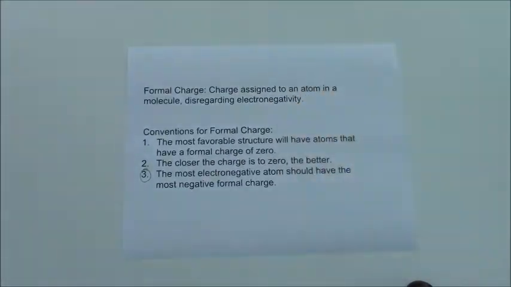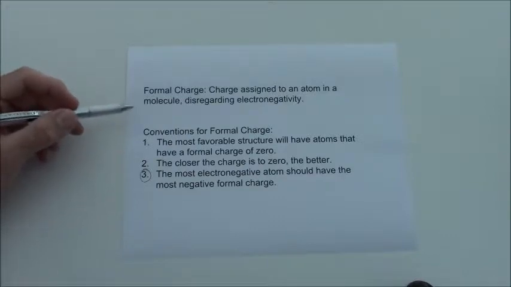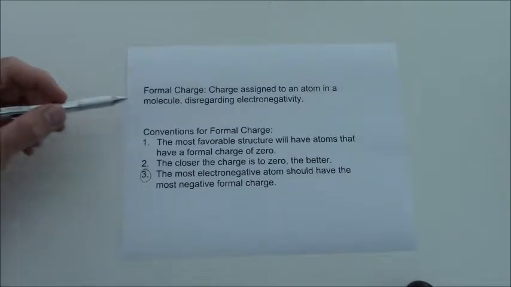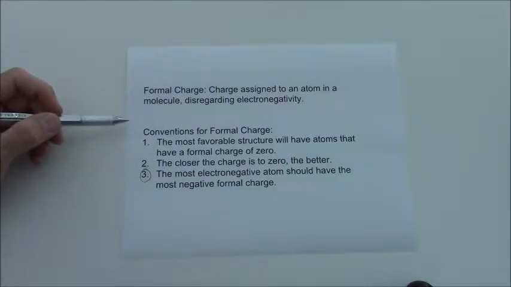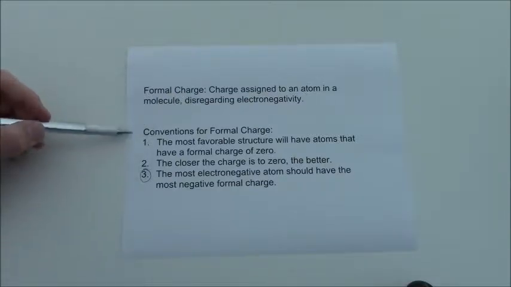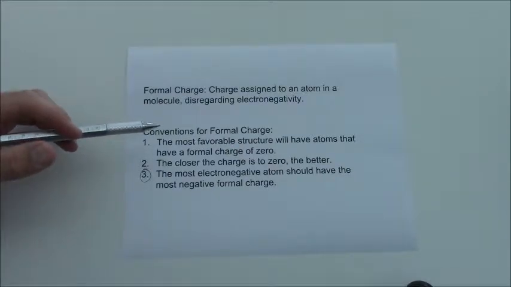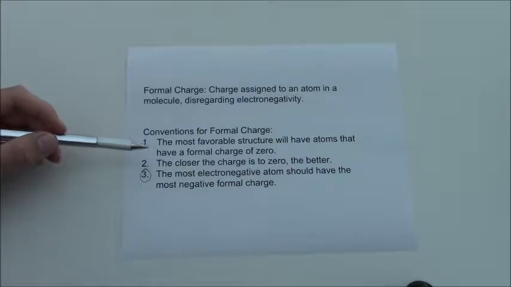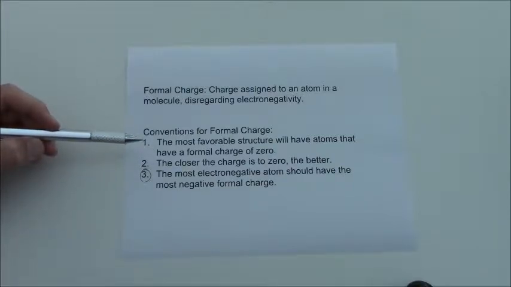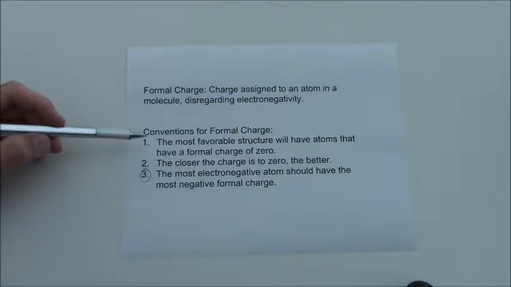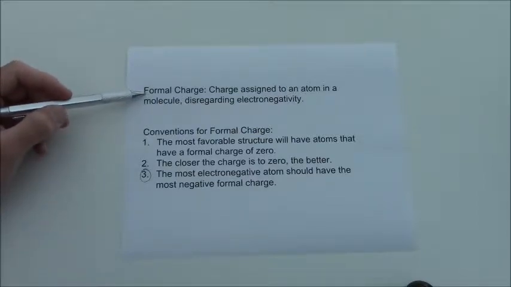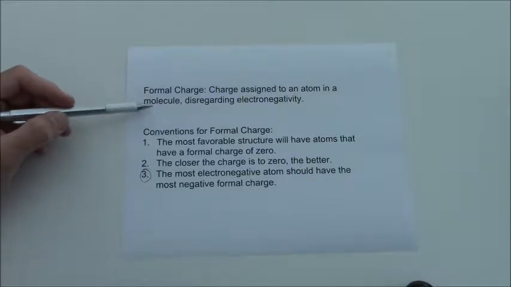Let's talk a little bit about what formal charge is and why it's important. Formal charge is the charge that's assigned to an atom in a molecule disregarding relative electronegativity. We talked a little bit about electronegativity in the last video. Electronegativity determines where the electrons are being hogged towards in a bond. The more electronegative atoms, such as fluorine, nitrogen, and oxygen, will tend to pull the electrons closer to them in a chemical bond. But in formal charge, it assumes that all bonds are nonpolar covalent bonds.